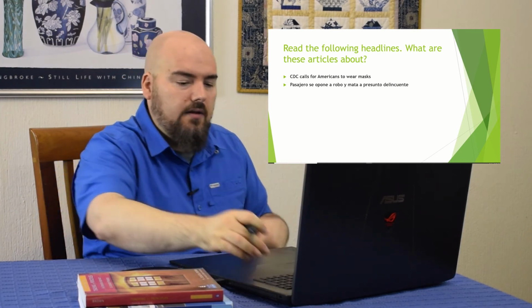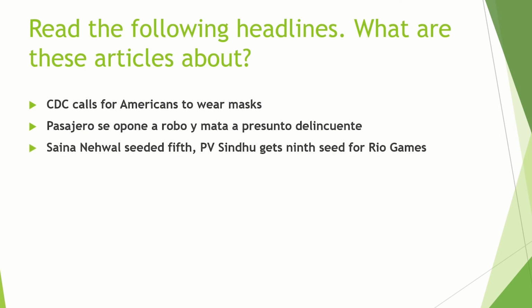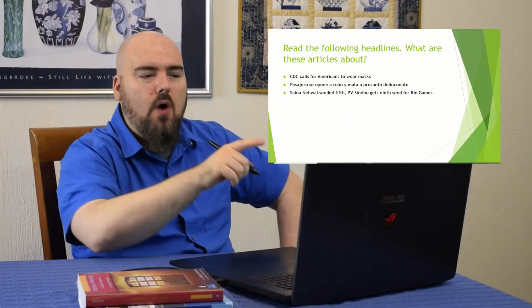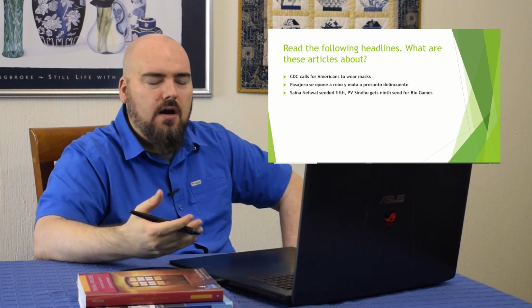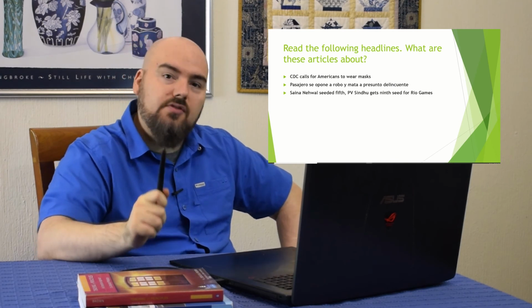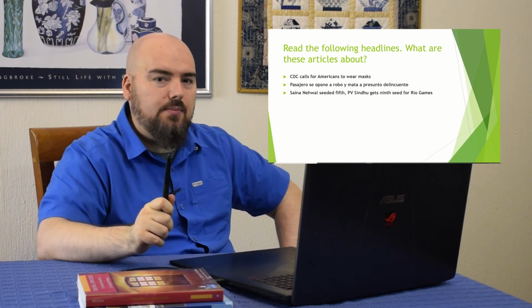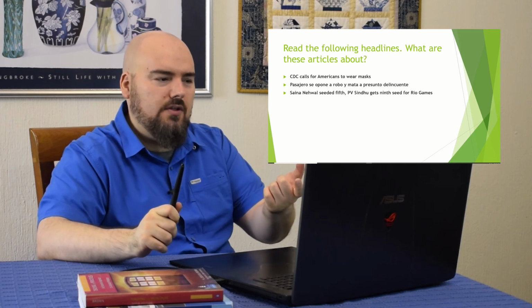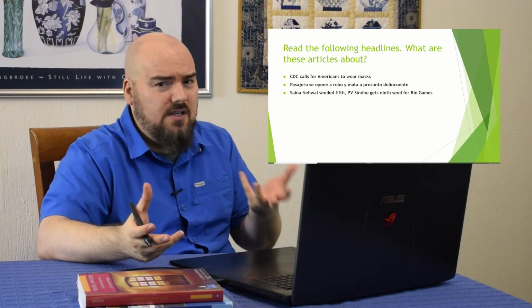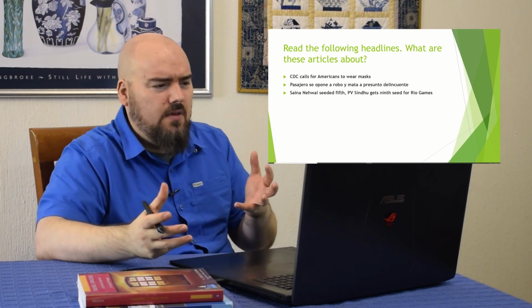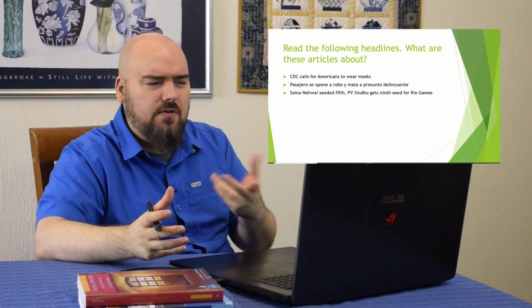Now, look at this next one, for example. Saina Nehwal seeded 5th. PV Sindhu gets 9th seed for Rio Games. That's a little bit more difficult, isn't it? And why is that more difficult to understand? What is that story about? The thing is, there is not enough schema, perhaps, and that's why it's more difficult to understand when you go like, Saina Nehwal. What's that? It has to be a name because it's not English, right? And seeded 5th. What's that mean?